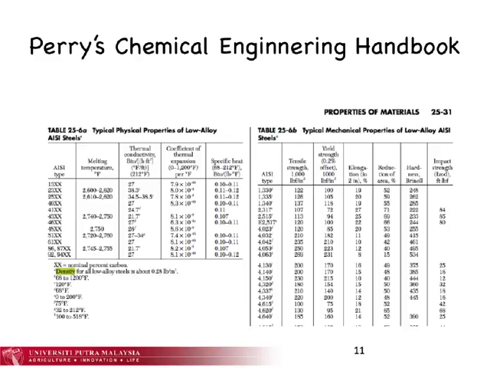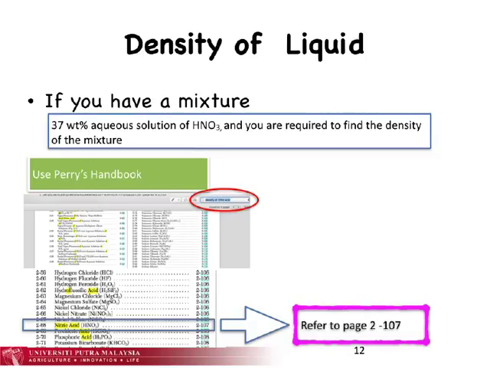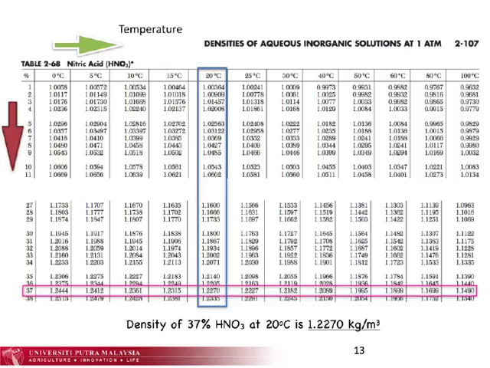Let's try this one. We are going to actually estimate the density of a liquid. Here you are given a 37 weight percent aqueous solution of nitric acid and you are required to find the density of the mixture. Using Perry's Handbook, you can find it by searching for HNO3 or nitric acid, and it will give you the relevant page that has information on nitric acid. Here, the page is 2-107.